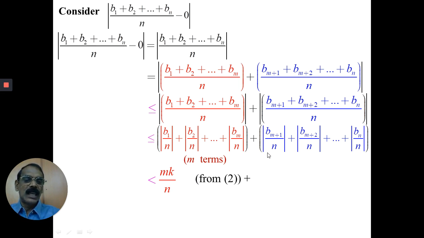Let us come to the second group. What is the second group? In the second group, how many terms are there? There are n minus m terms. How is it n minus m terms? Because totally there are n terms, b1 to bn, but we have split them into two. That is 1 to m. The second group is m plus 1 to n. Therefore, in the second group, there are n minus m terms.